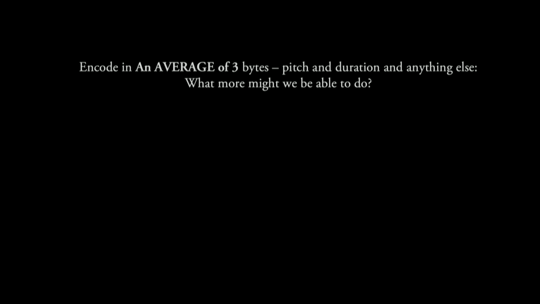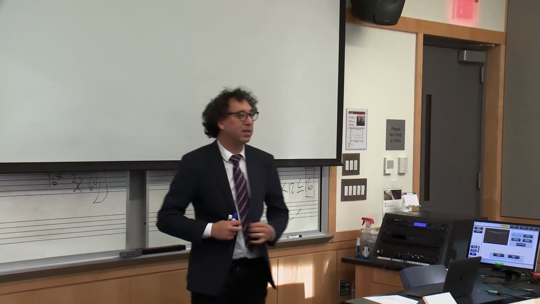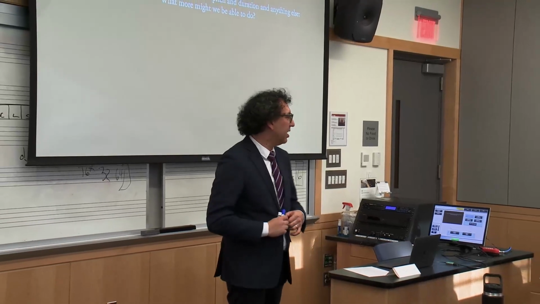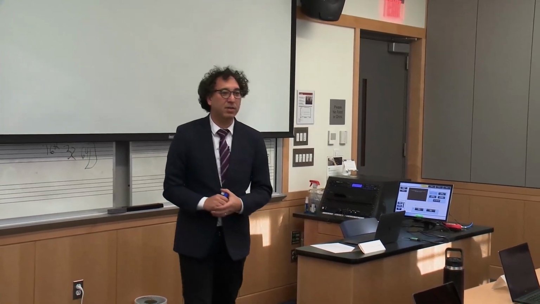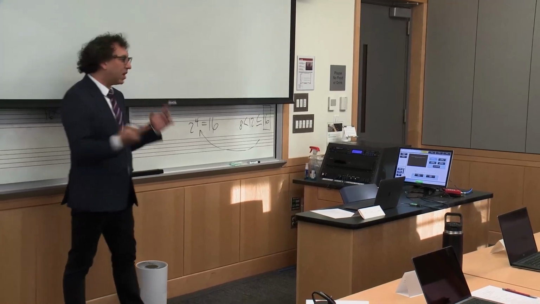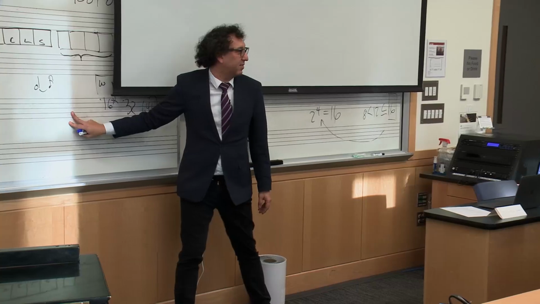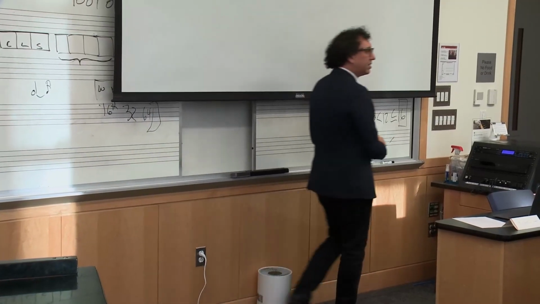I don't want to spend as much time on this, but get back in your same group and talk about what you could do if now you had 3 bytes on average to encode your notes. So that if we have a typical score, and I'll leave you to think what a typical score looks like, sometimes you take a little bit more, sometimes a little bit less. You don't need to come up with a full representation, but just what are some of the things that you might add?